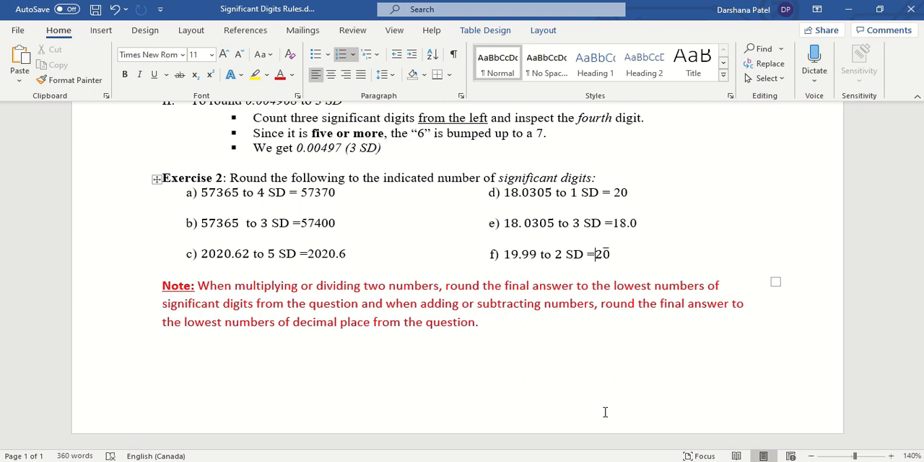But what if I had numbers with adding, subtracting, multiplying, dividing all together? If we had that, then you look at what is the last operation. Whatever was the last operation, that's what you do. So if you were adding at the end, you will look at the number of decimal places. If you were dividing at the end, you will look at the number of significant digits. Okay?